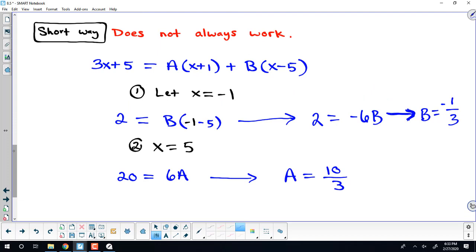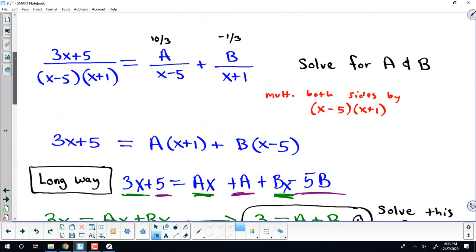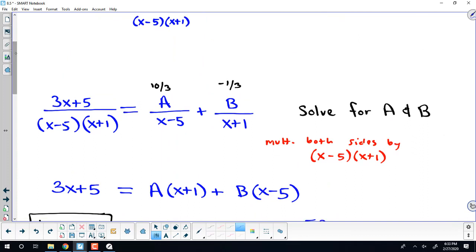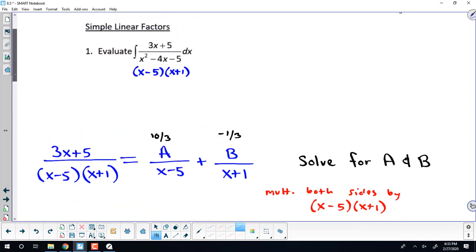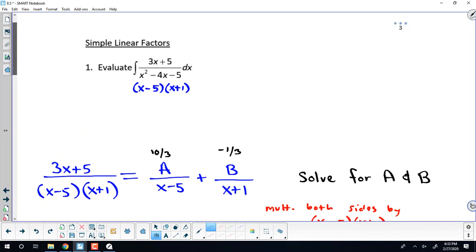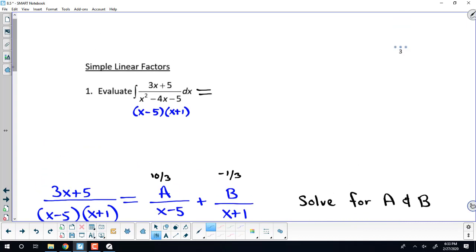So either way, you come up with B is -1/3, A is 10/3, so we need to put those back here. And then instead of integrating the left-hand side, we're going to integrate the right-hand side. So we have the antiderivative of 10/3 over x minus 5, B was -1/3 over x plus 1.